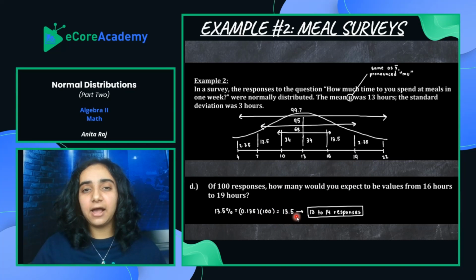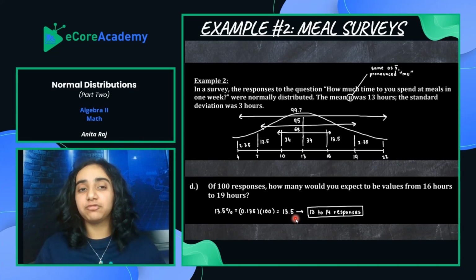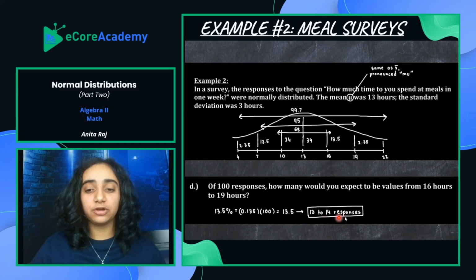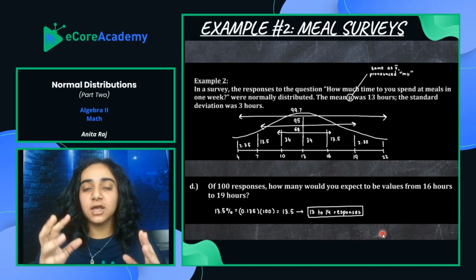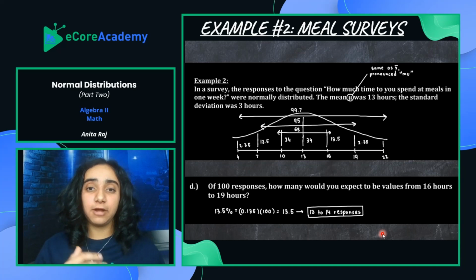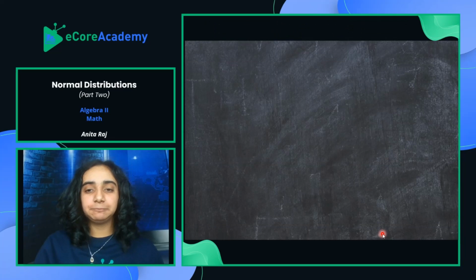However, you can't have a non-integer value for a response. You can't have 13 and a half responses. Do you know what I'm saying? You can have 13 responses, but you can't have half a person respond to something, if that makes sense. Therefore, we can just say 13 to 14 responses because this is more of an approximation. This is about. If your teacher was asking you to round it, to be safe when it comes to integer values like this, we're talking about responses, people, things that have to be whole, you can be safe and round down to 13 responses.